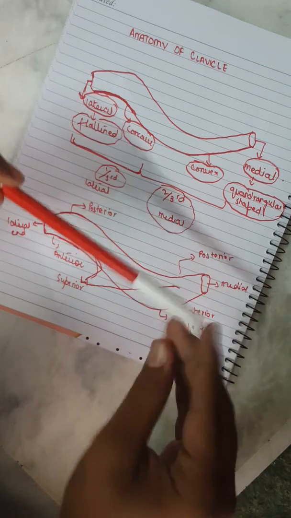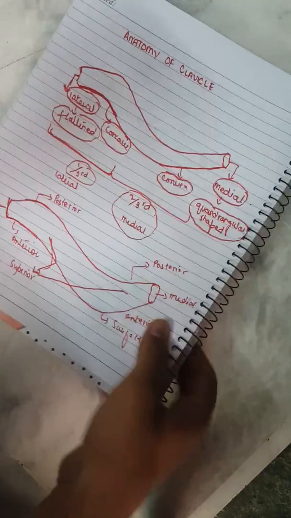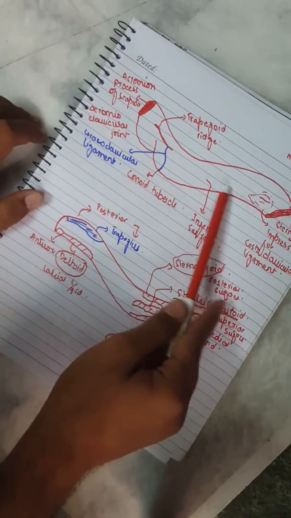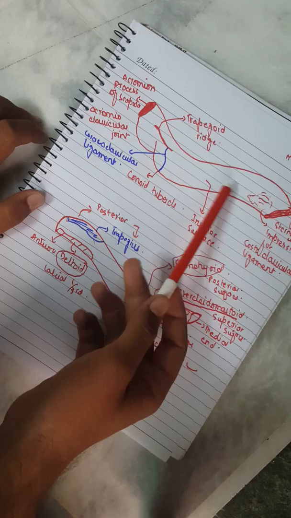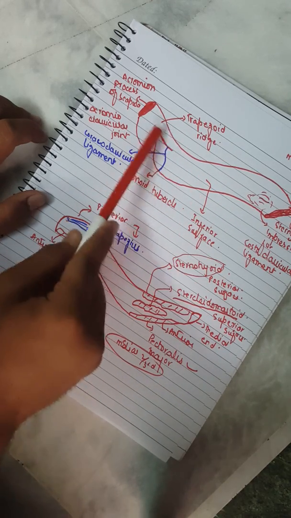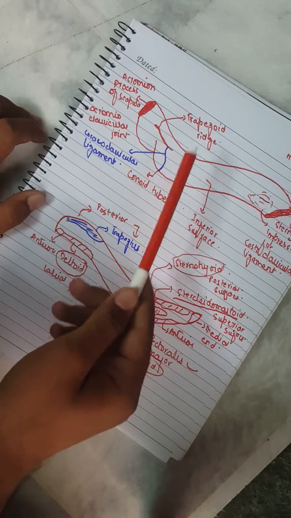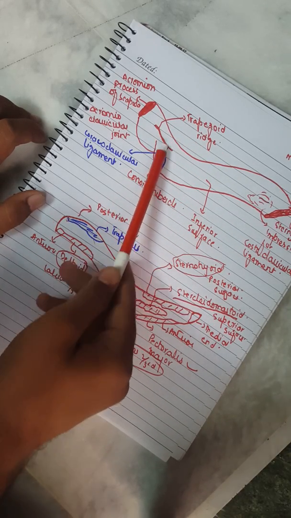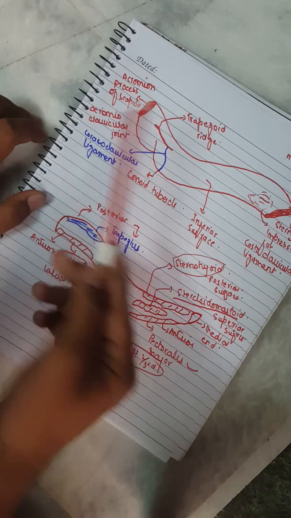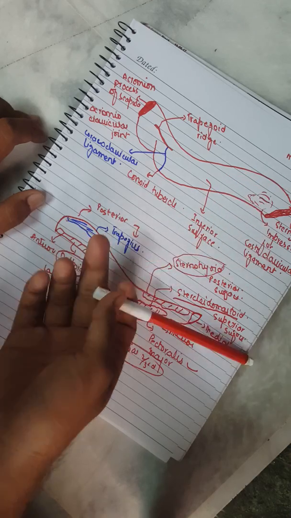If we rotate the bone completely around 360 degrees, we can see the inferior surface. The inferior surface contains the trapezoid ridge and another tubercle called the conoid tubercle. The conoid tubercle and the trapezoid ridge are joined together by the coracoclavicular ligament, and there is an impression for the subclavius muscle and the costoclavicular ligament.